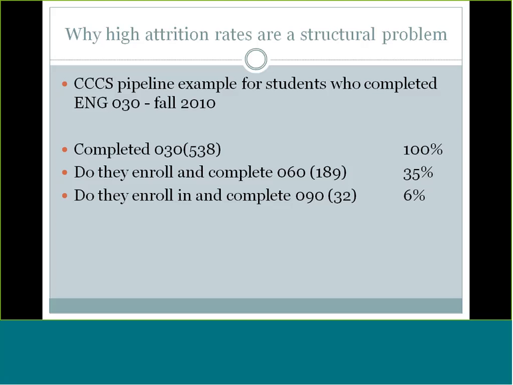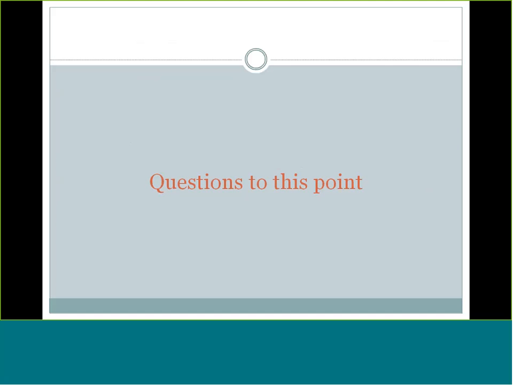And so it's possible that maybe next semester we'd pick up a couple more, but we're 3 years out on this. So it's fairly unlikely that after 3 years, we're going to pick up lots more numbers. And then have they enrolled and completed in 90? We're at 6%. And I didn't even bother pulling any college-level English classes because we know it's smaller than 6%.